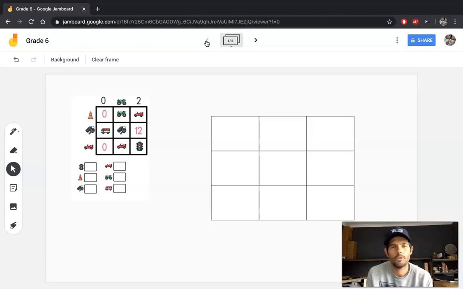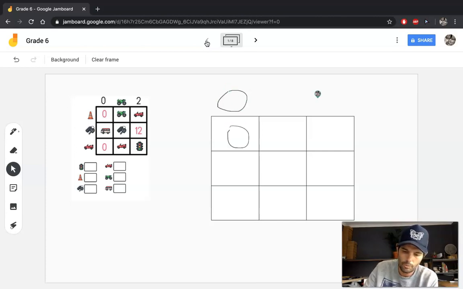It took me a few minutes to work it out. I made a few mistakes and then had to go back and redo it. But it's really important that you struggle through the problem and try and figure it out. Don't give up. So I'm just going to put in the numbers that are there already. So 0, 0, 2, 12, and 0.